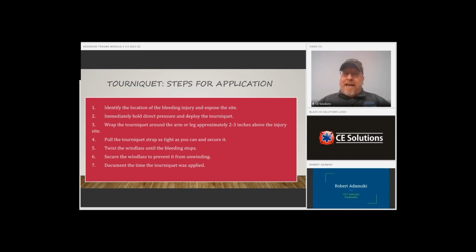That's critical. And like I said, if it's an extremity injury and you're applying the tourniquet and you need your hands, and it's just you, you can kneel on the wound. Literally put your knee into it. However you need to apply that direct pressure, do so.